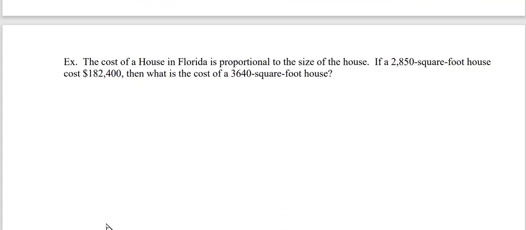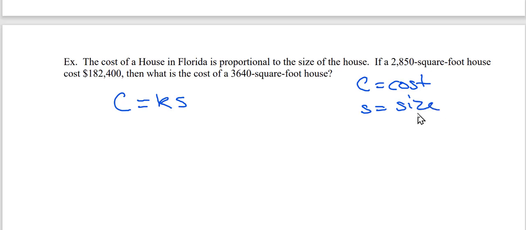Let's talk about this example. The cost of a house in Florida is proportional to the size of the house. So let's just write that equation right now. Cost is proportional to the size. Do we want to use S for size? It's really important to define your variables. You could use whatever letters you want, right? They're just variables. We're keeping in mind, though, that the k is a constant number. The S, the size of the house, and the cost vary.